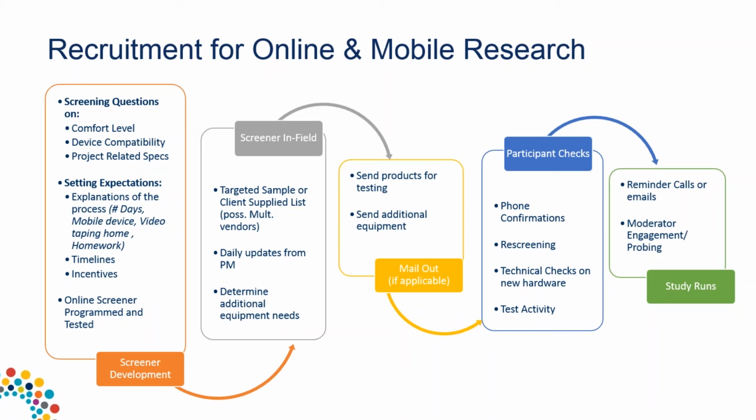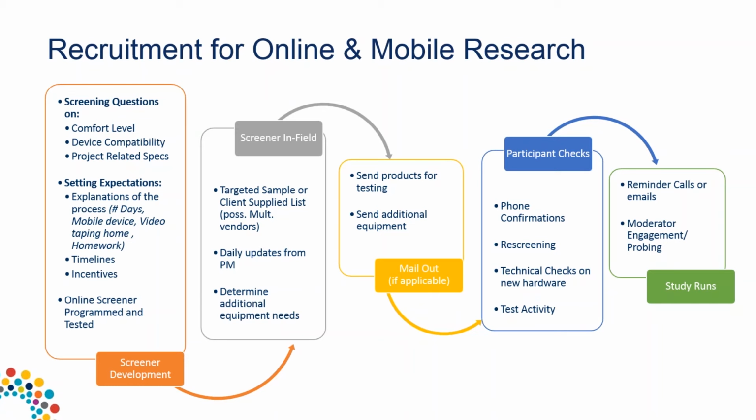At this point, we do want to determine if there's any additional needs for participants. So if we're trying to reach a very targeted sample, we may need to send out webcams or do things like technical checks just to make sure that the respondent's technology will work as we go forward with the process for your study.